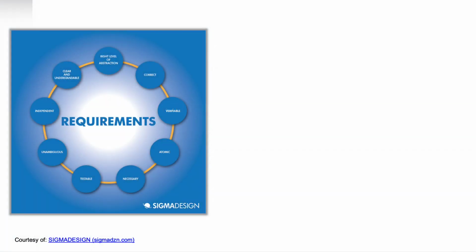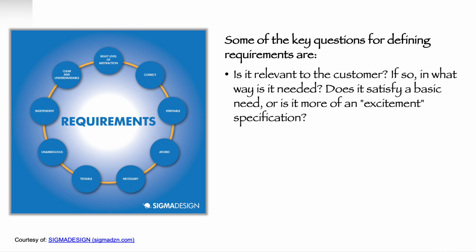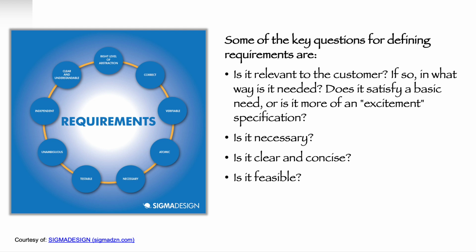From a technical point of view, a design process starts by determining what the system or product needs to do and inquiring into why. Some of the key questions for defining requirements are: Is it relevant to the customer? If so, in what way is it needed? Does it satisfy a basic need, or is it more of an excitement specification? Is it necessary? Is it clear and concise? Is it feasible? Is it traceable? Can it be tested? For reference, you can also check out our previous video dedicated to the what and requirements definition in the description below.